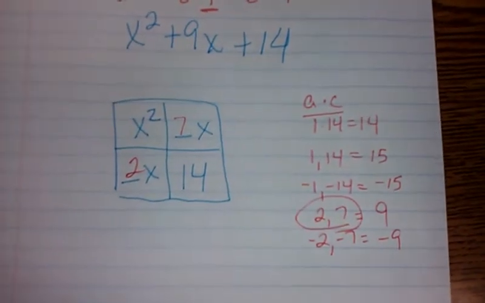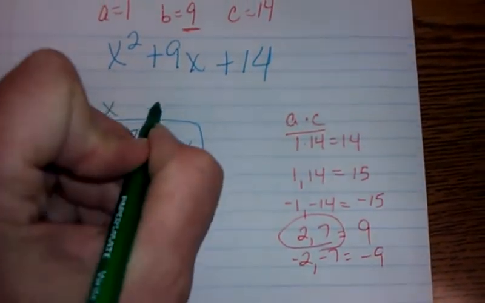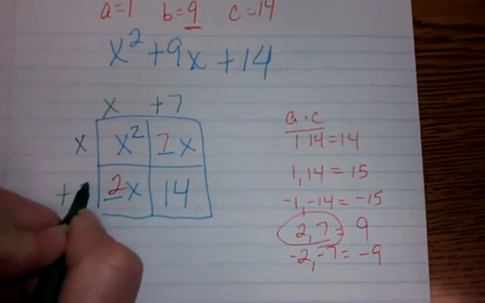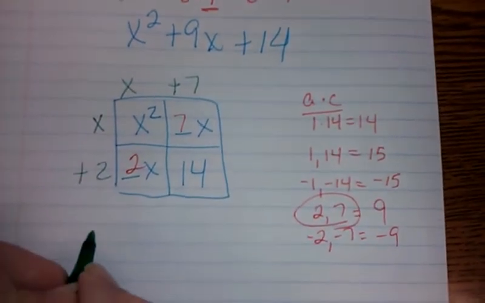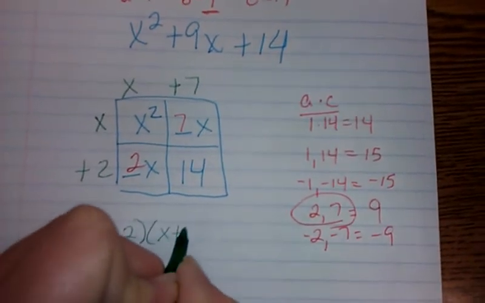So now from here, x squared splits up as x and x. X times 7 is 7x. X times 2 is 2x. So my solution is x plus 2 times x plus 7.